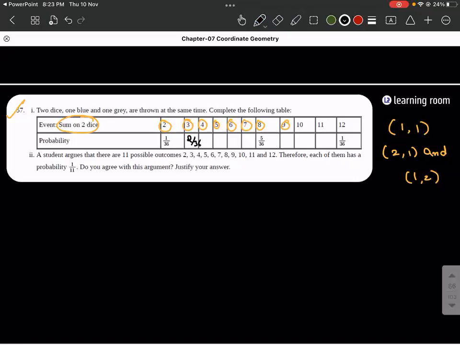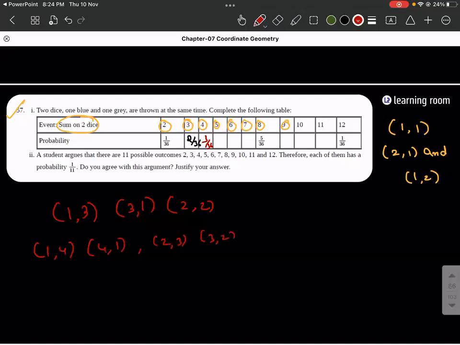I'm filling it here. So for you to get the sum as 4: (1, 3), (3, 1), (2, 2). Correct. So it is going to be 3 out of 36. Then for 5: (1, 4), (4, 1), (2, 3), (3, 2).